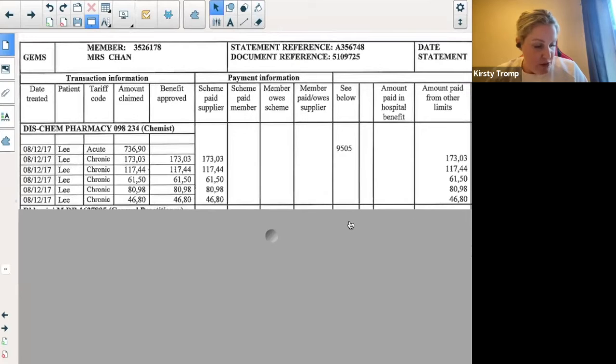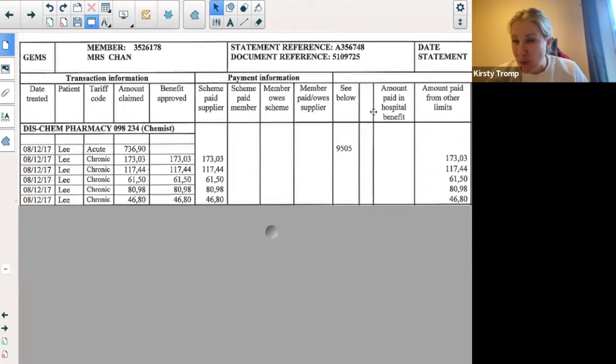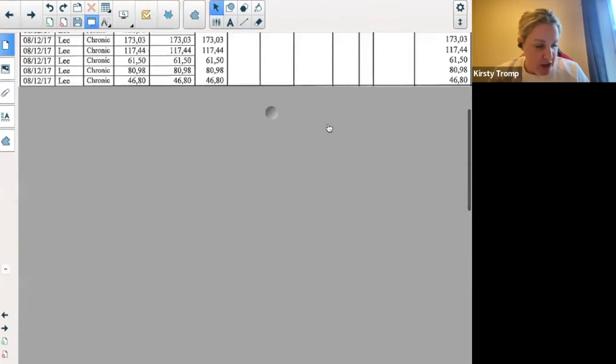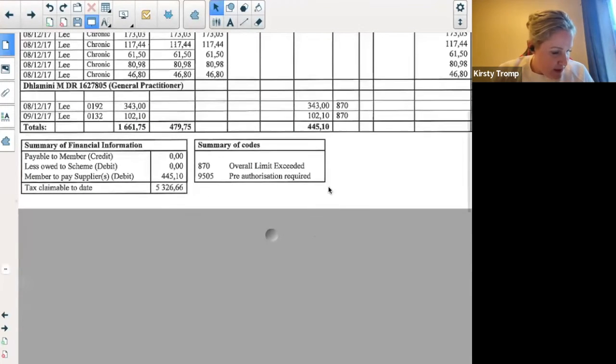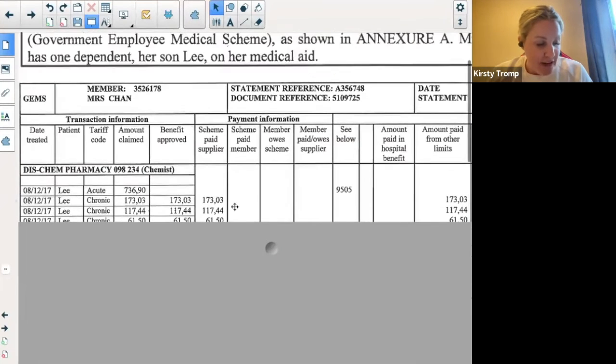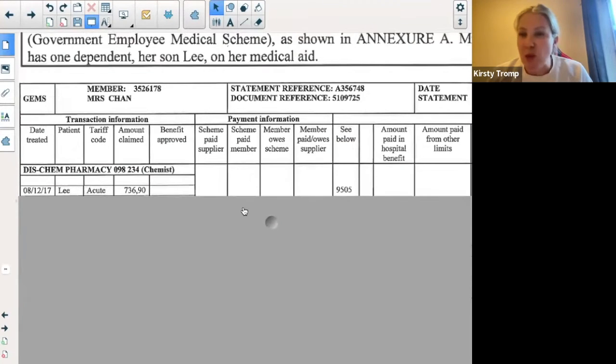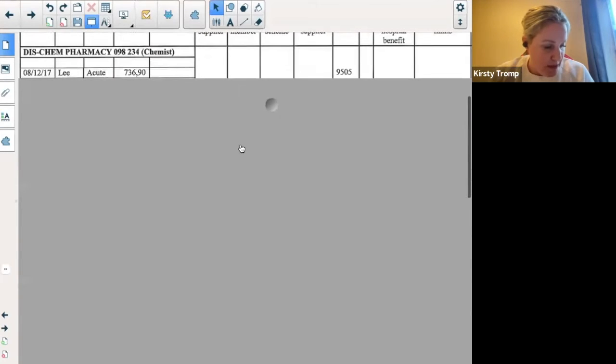All right, so at this point, I want to just draw our attention. I want to go have a look at what this code was for 9505. So let's go have a look at 9505. All right, 9505 says pre-authorization was required. So in other words, okay, that payment of 9505, the reason why the medical aid didn't pay it out was because we needed to get pre-authorization, which we didn't do, so the medical aid didn't pay it out. All right, moving down.